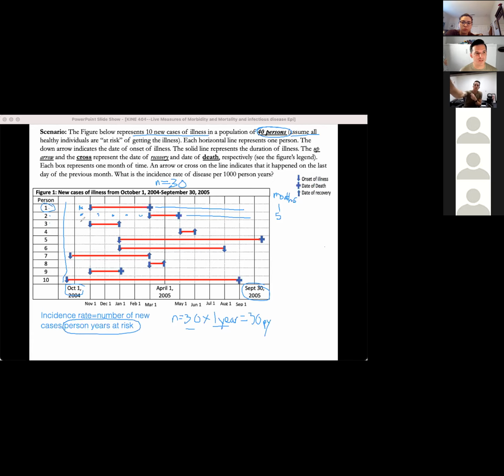So person 3, I see from Kevin, contributes 10 months. So 1, 2, 3, 4, 5, 6, 7, 8, 9, 10. So they contribute 10 months at risk. What about person number 4? 11 months. Yep. So 1, 2, 3, 4, 5, 6, 7, 8, 9, 10, 11. This one doesn't count because they're sick, but then they recover. Person number 5.